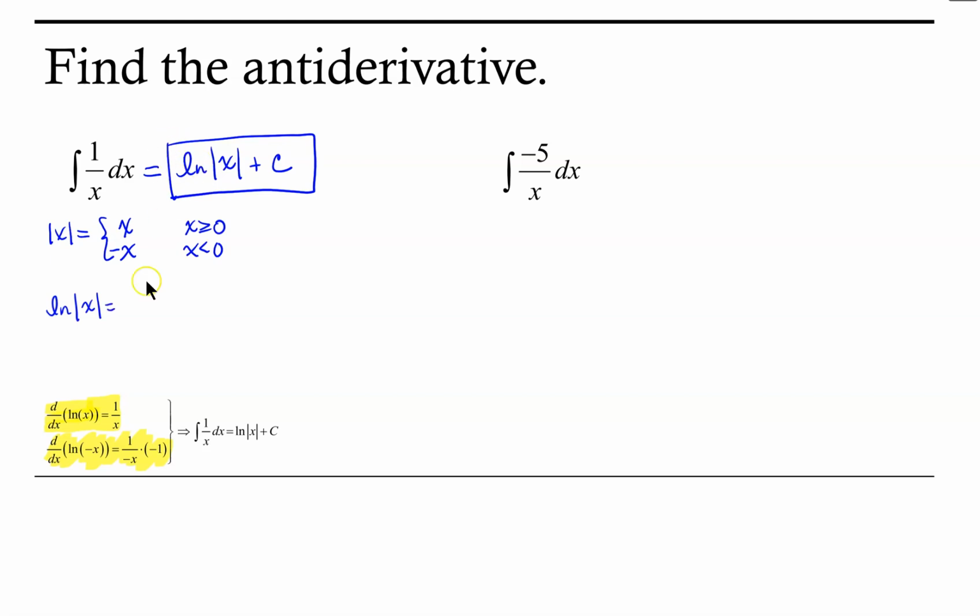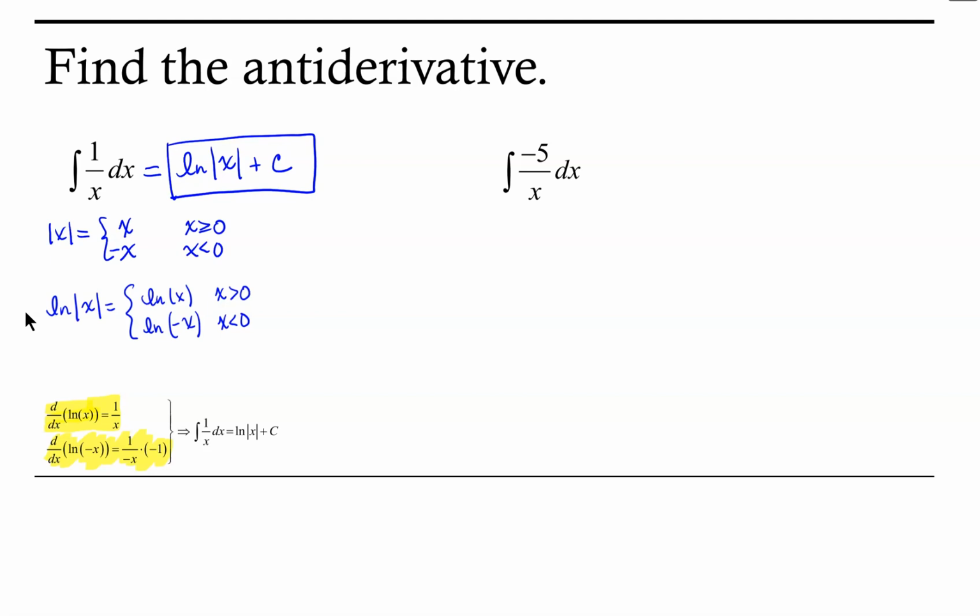Now note that the natural log function is not defined at x equals 0. So when we use this definition for absolute value of x, we will be neglecting the case where x is equal to 0. So the natural log of the absolute value of x is equal to the natural log of x if x is positive. And if x is negative, then the natural log of absolute value of x will be the natural log of the opposite of that negative number, or the opposite of x.